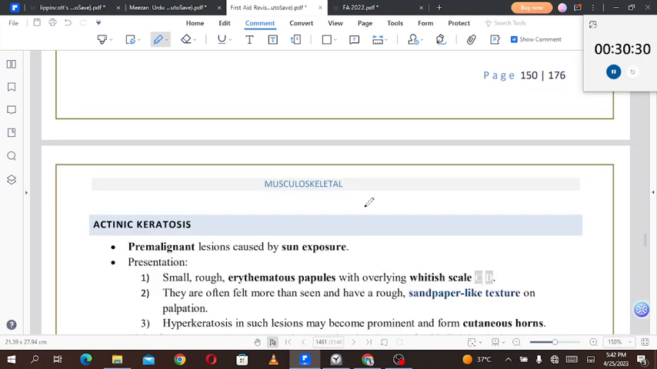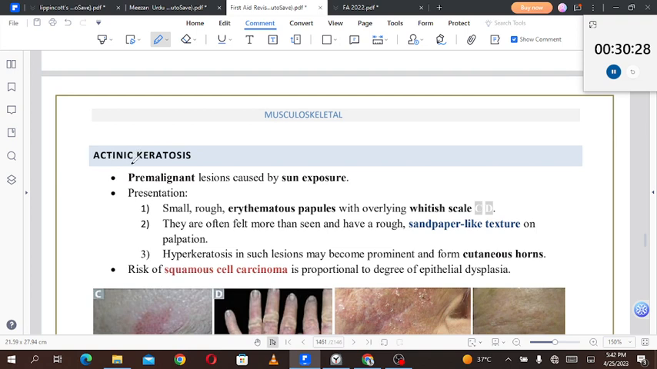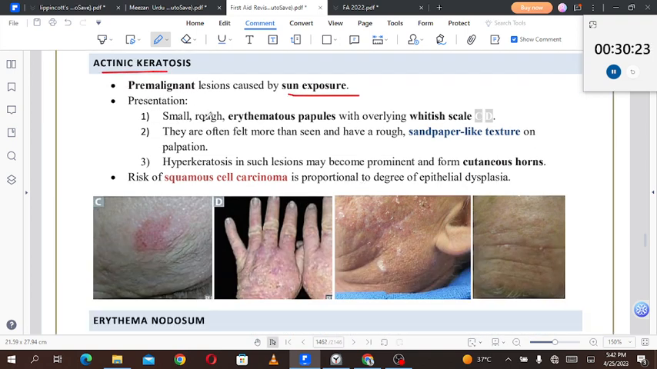gastric adenocarcinoma. Now let's talk about actinic keratosis. A pre-malignant lesion caused by sun exposure. Presentation: small, rough, erythematous papules with overlying whitish scales.